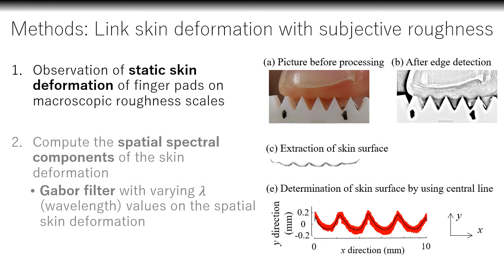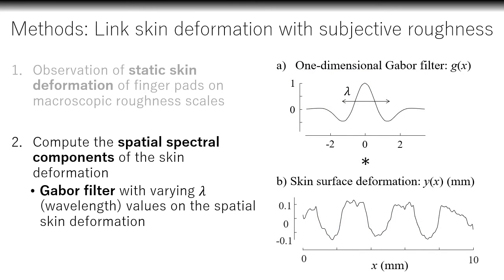I explain the procedures of our study. First, we take photos of skin deformation when the finger pad is laid on the grating scale. Then the surface displacement is extracted. Second, we compute the spatial spectra of skin deformation using a Gabor filter with varying wavelength values.